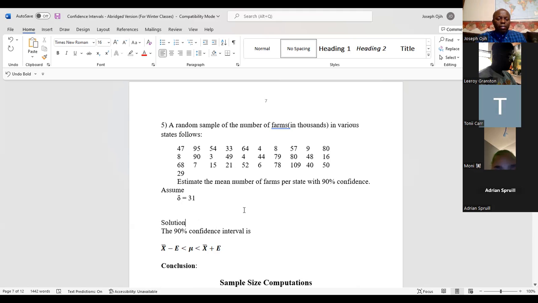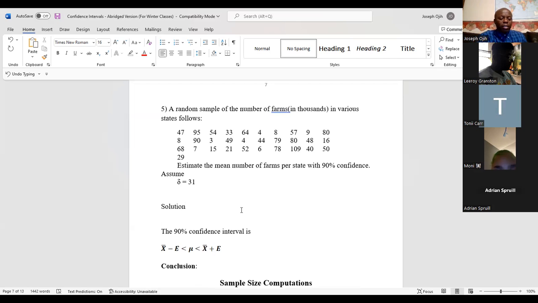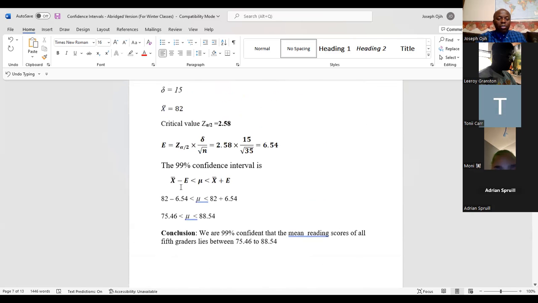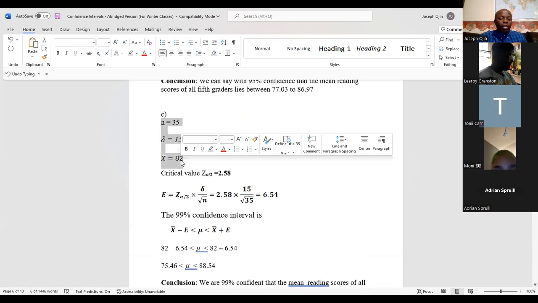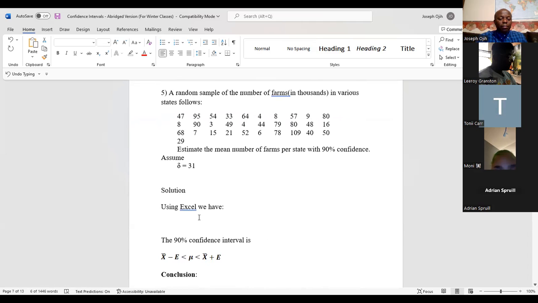So using Excel, to calculate the mean. Now, I'm going to put the mean and standard deviation, which we don't know. So let's see, X bar, and then the standard deviation and the sample size. Let me put them in here.